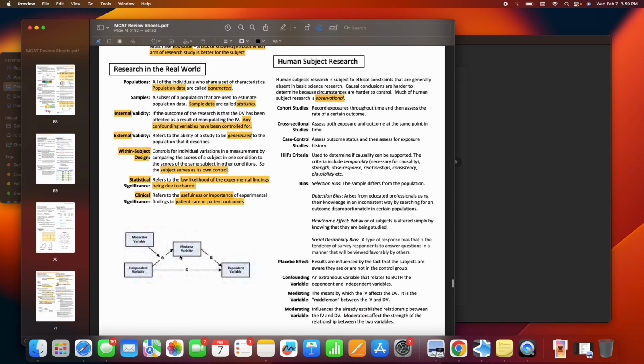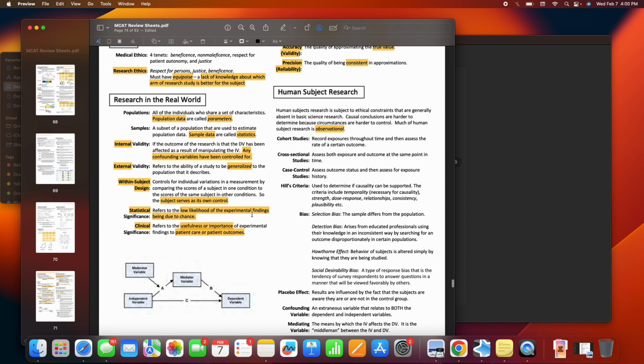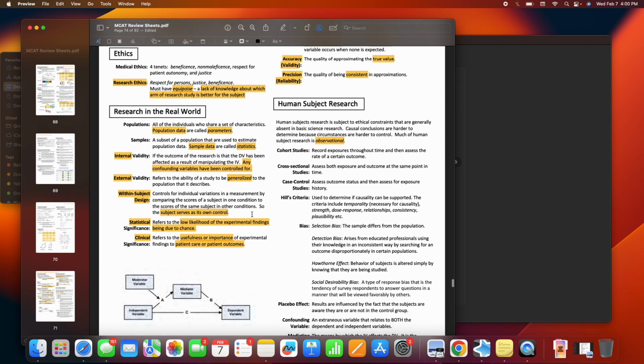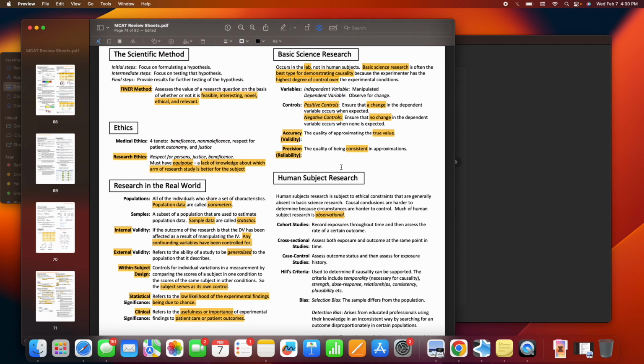By the way, here we have the independent variable that has control over the dependent variable, and then the moderator variable has control on the relationship between the independent variable and the mediator variable. And the mediator variable can also have an effect on the dependent variable.